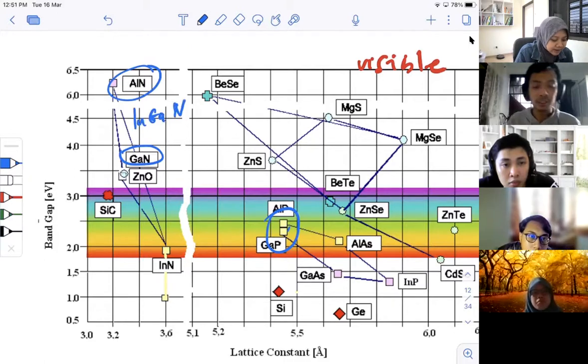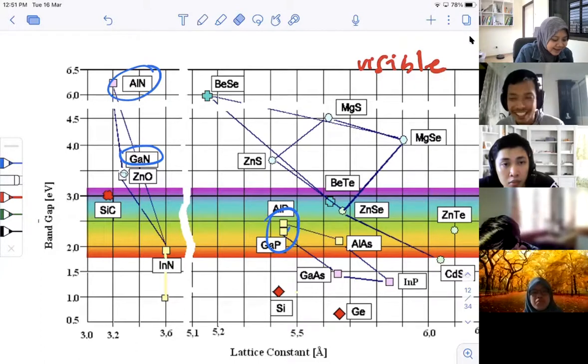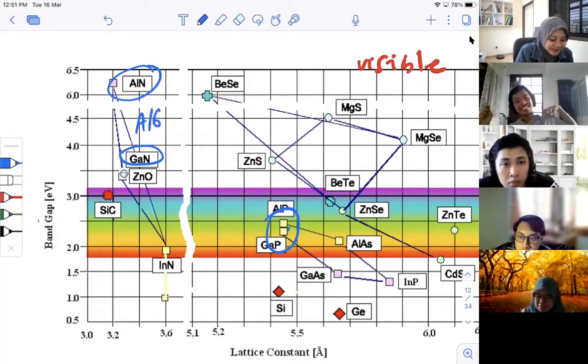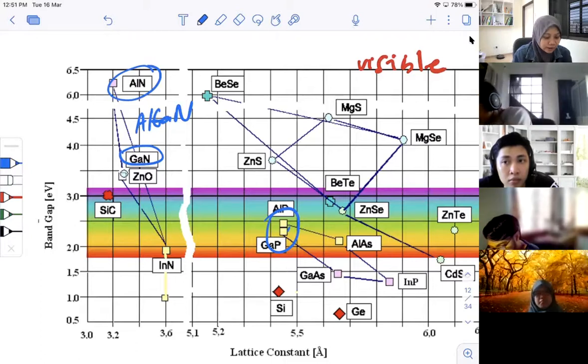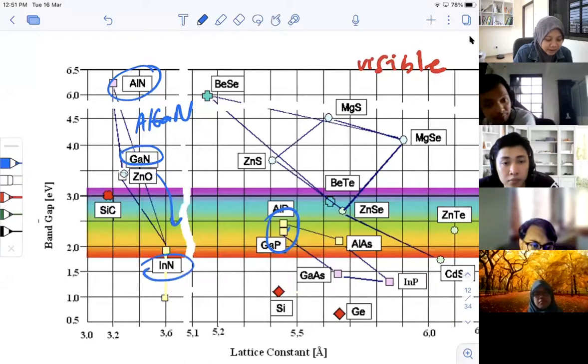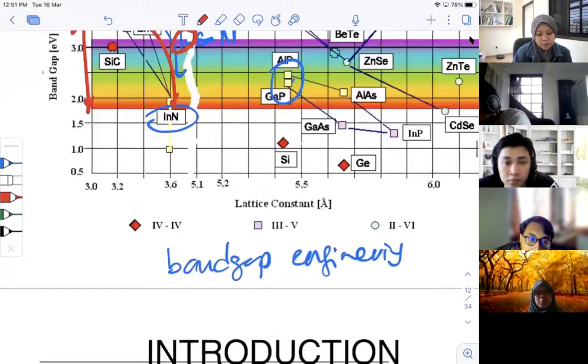Aluminium gallium nitride, sorry, yeah, aluminium gallium nitride is a compound. If you go down here, this gallium nitride can combine with this indium nitride and you can have indium gallium nitride. And you can play with the percentage of the indium that you put to have a wavelength in between. So it's big, we can vary it to get the right band gap. So that's what we call band gap engineering.